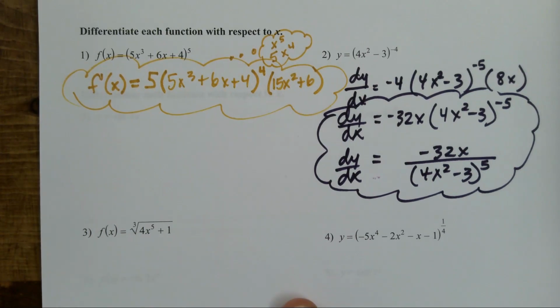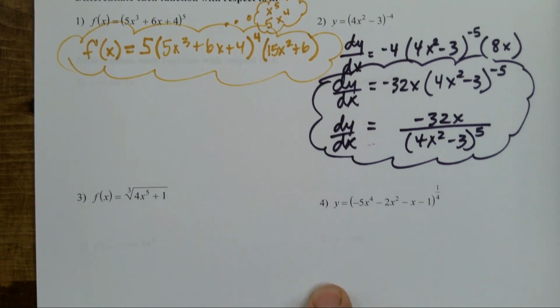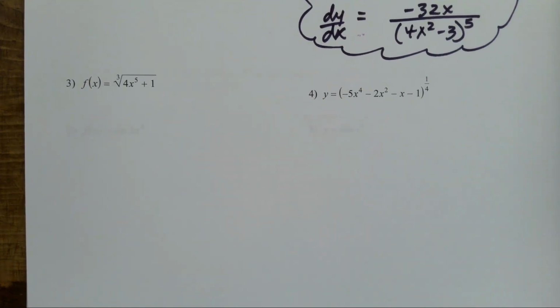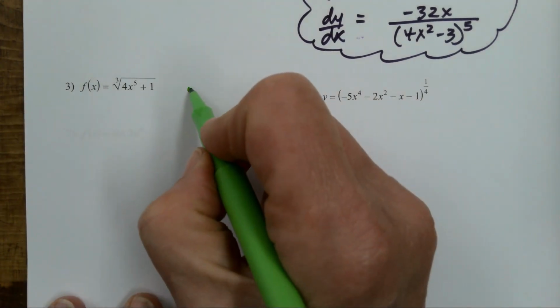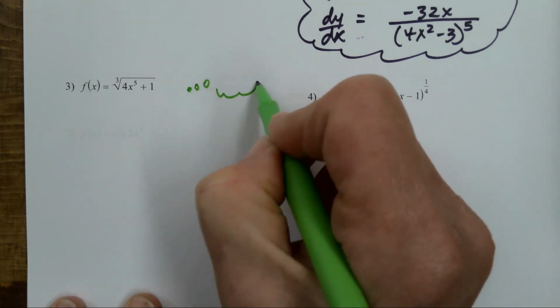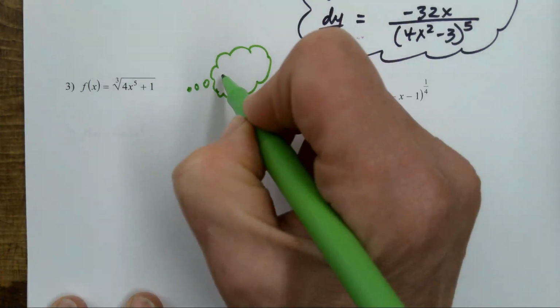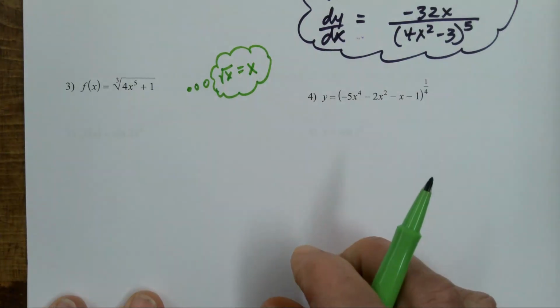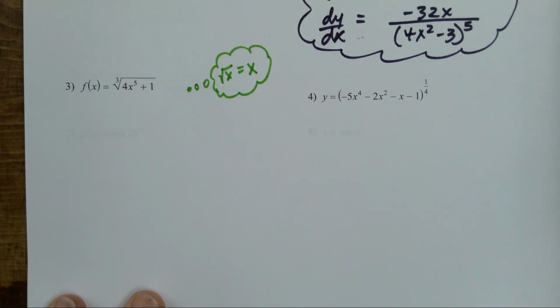What if I have a radical function? We've done square roots before. So what if I have a radical function? Remember, again, here's me thinking. This is my little think bubble. The square root of x is x to the what? Power. 1/2. Beautiful.